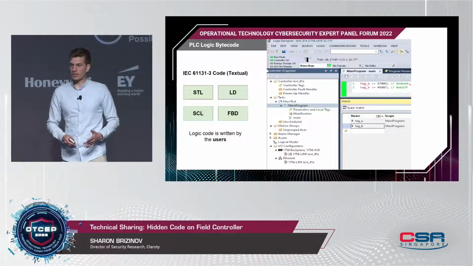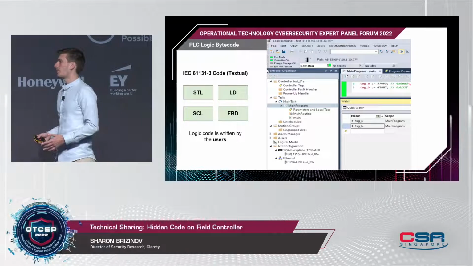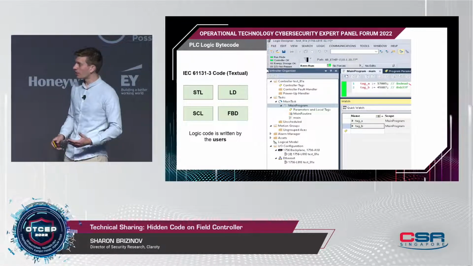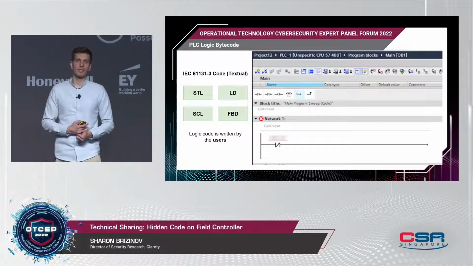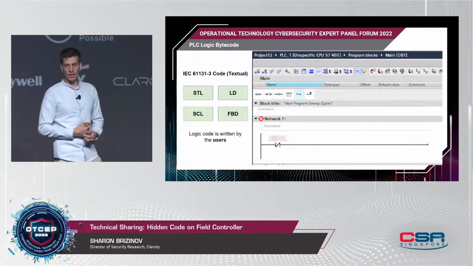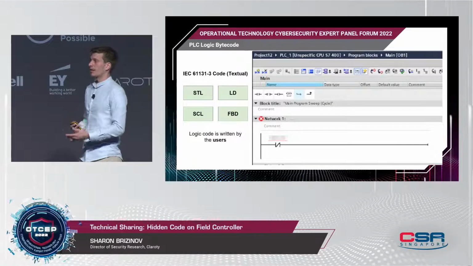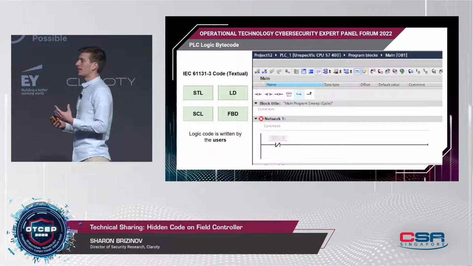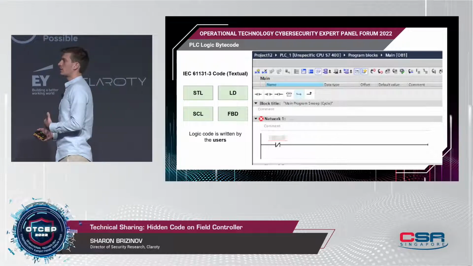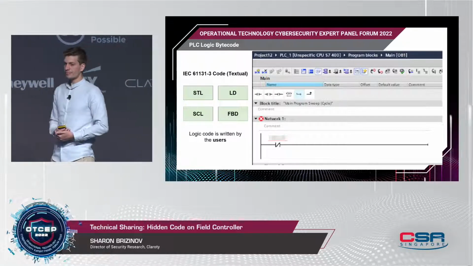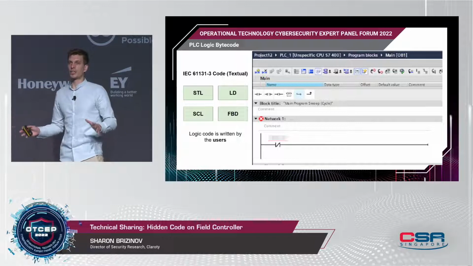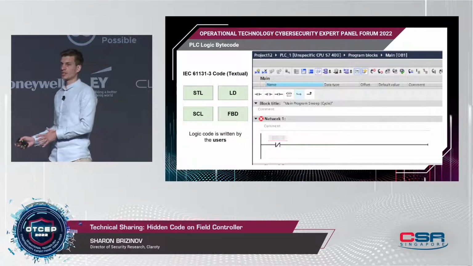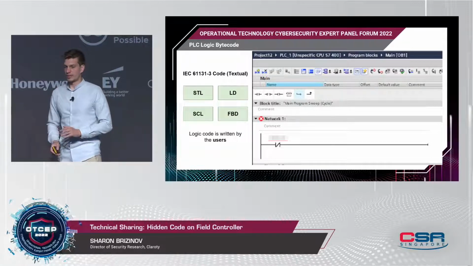OK, so this was the first step. This is a Rockwell example of an engineering station, of how we as engineers are writing our code. Another example is the Siemens TIA Portal. Here you can see, again, a very graphical, intuitive interface of how to program PLCs. And this is the first step. We're writing our code. This is the logic we want the PLC to execute, and we have written it.